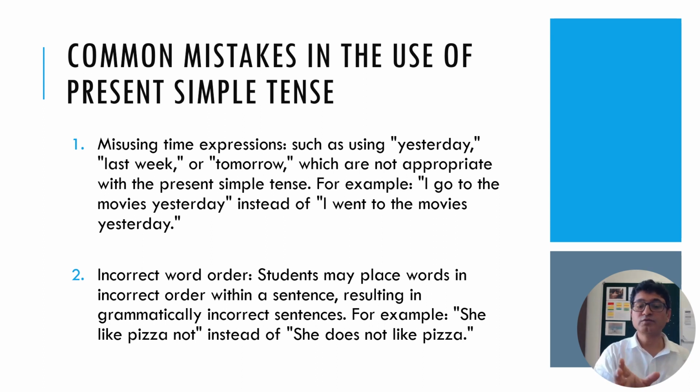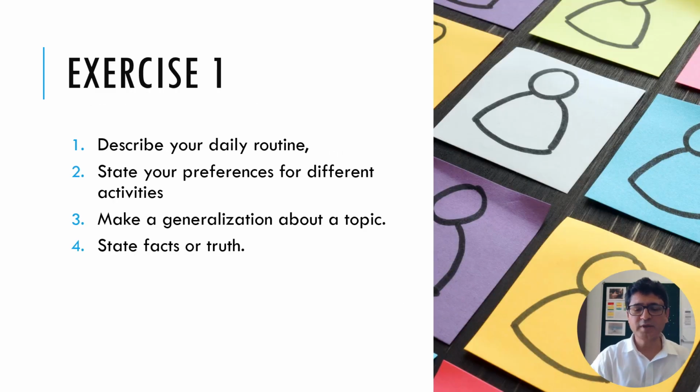So incorrect word order also. Sometimes students may place words in an incorrect order within a sentence, resulting in grammatically incorrect sentences. For example, she like pizza not. That's incorrect. So instead we should say she does not like pizza. Right? These are some of the common mistakes that we make.